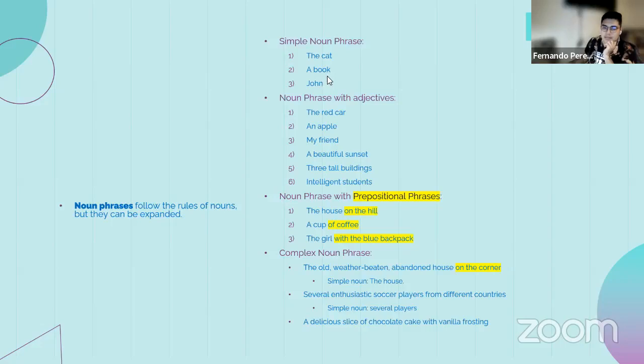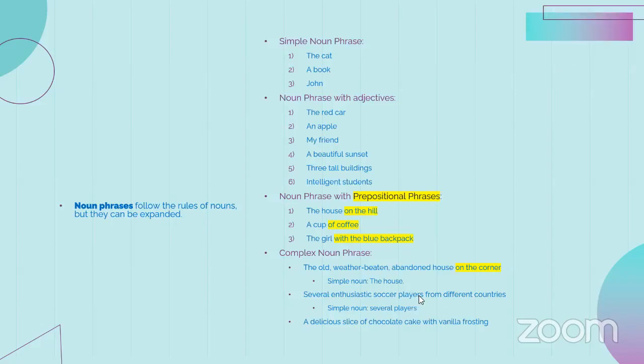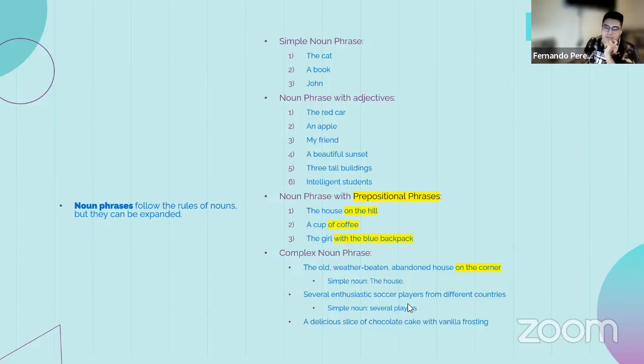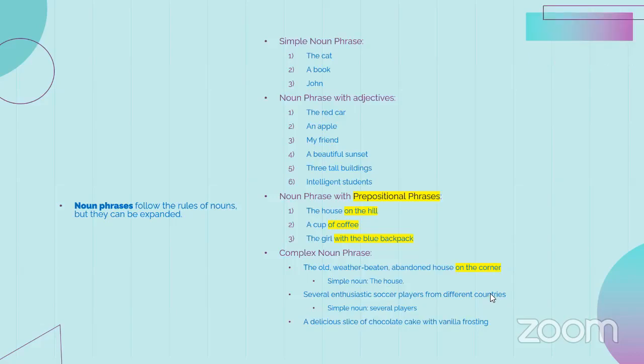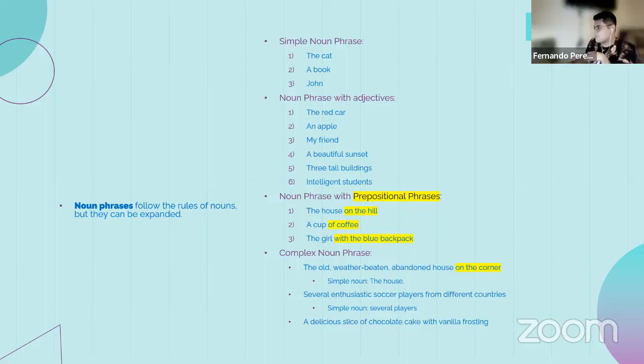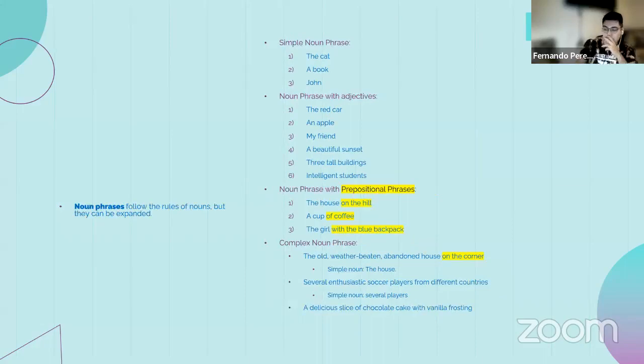So book, but okay, what book? The book or a book? And in this case, players. How many players? Several, many, much. It can also be my, their, a possessive. Yes, I think we have to include that. That will be the option. Carlita, find the simple noun to a delicious slice of chocolate cake with vanilla frosting.